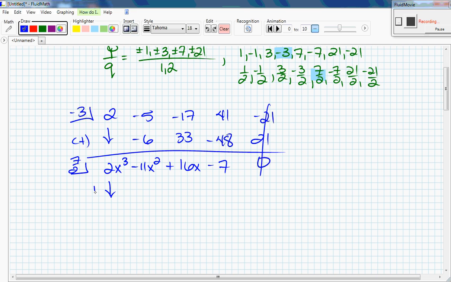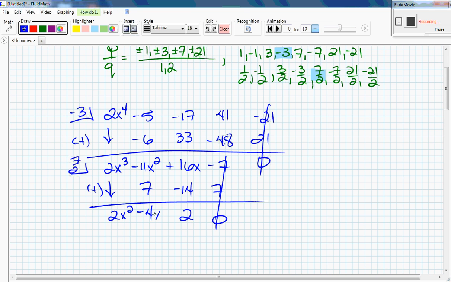Okay, so 7 halves, we bring down the 2. Okay, this will be 7. Add those, that's a -4. So that's -28. That would be a -14. We add that together, we get +2. Here when we multiply, we get 7. Okay, so now that's 0. We've taken a 4th degree down to a 3rd degree.